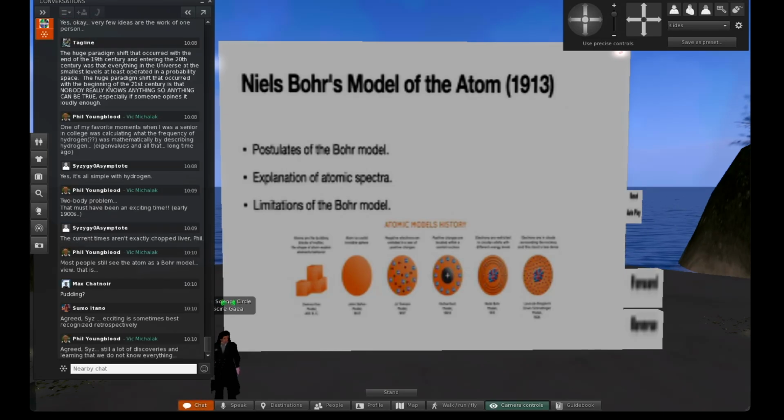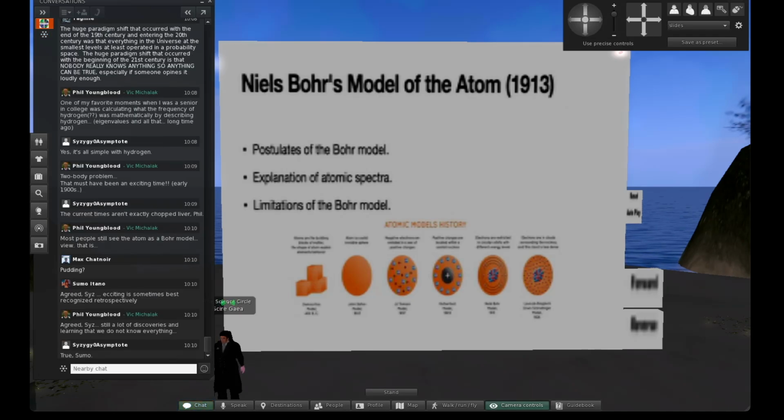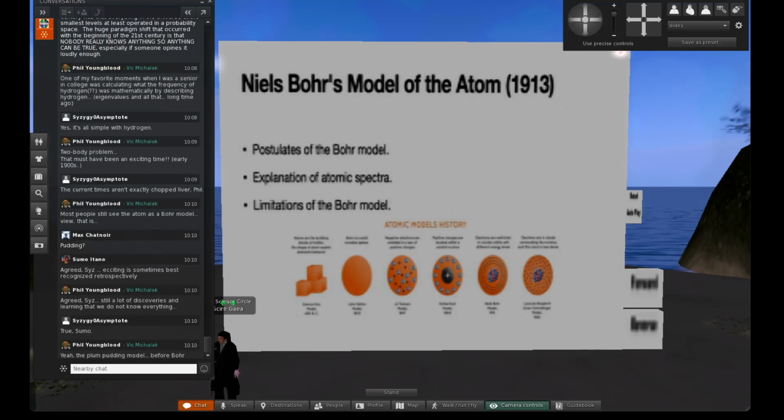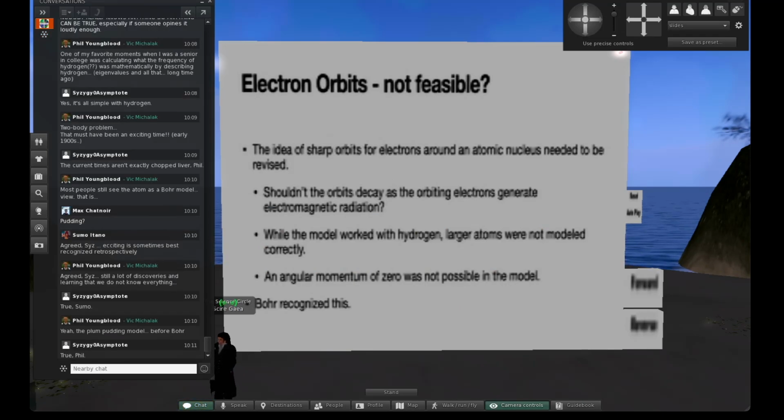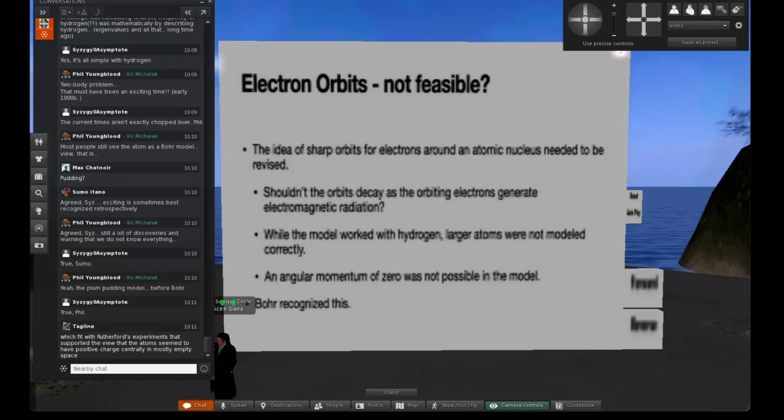Now, this model was very good, as I said, at explaining the emission lines. But it did have some flaws. The idea of sharp orbits for electrons, well, the orbits should decay, as orbiting electrons should generate electromagnetic radiation, which they did not. And it was not explaining larger atoms. It was not providing an angular momentum of 0. These were all flaws that Bohr recognized.